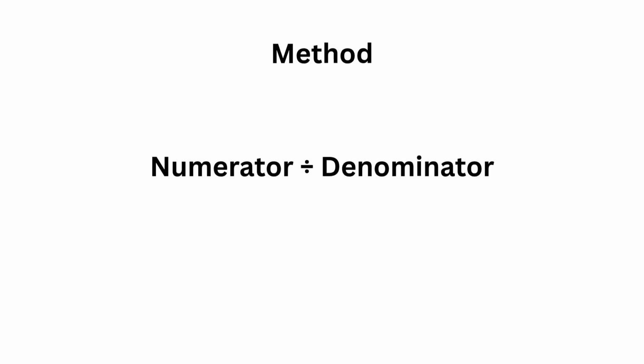And always the method is numerator divided by denominator. Once you divide the numerator by the denominator, you are good to go. Numerator divided by denominator.